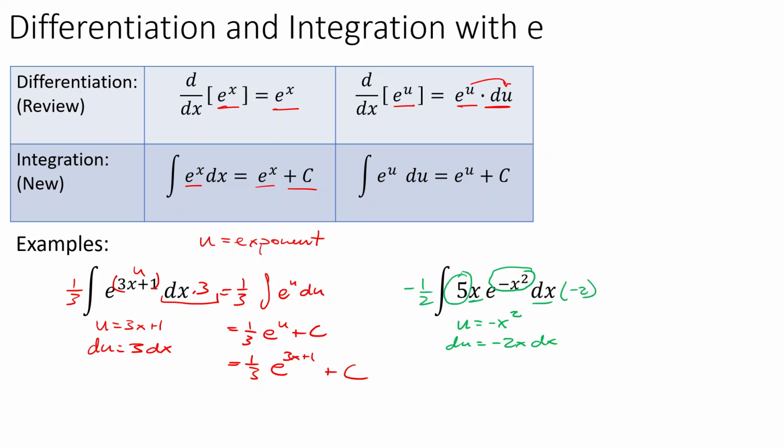And this 5 can just move out front too. So we'll have negative 5/2, the integral of e to the u du. All right, so we get negative 5/2 e to the u plus c, which is negative 5/2 e to the negative x squared plus c. Just plugging back in for u, and there we go. The trick is that this 5 here, we just move it out front and ignore it after that. It just stays out there.